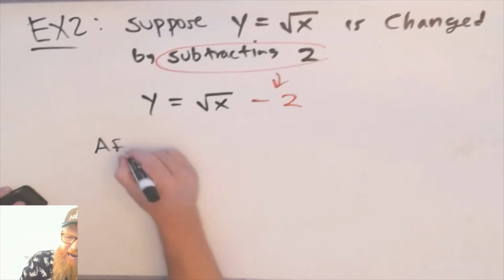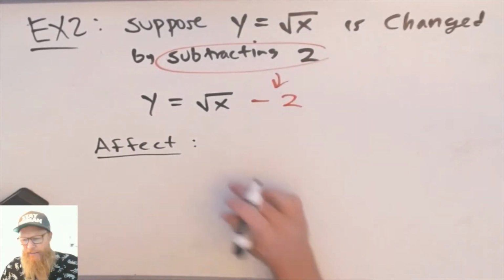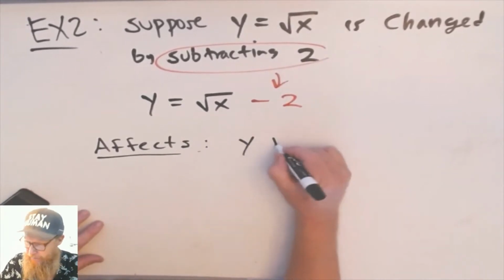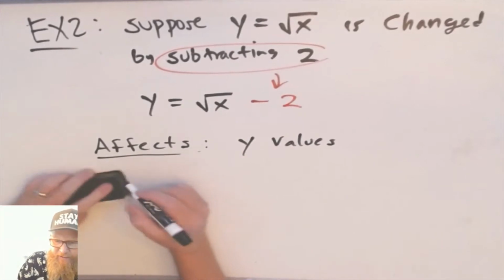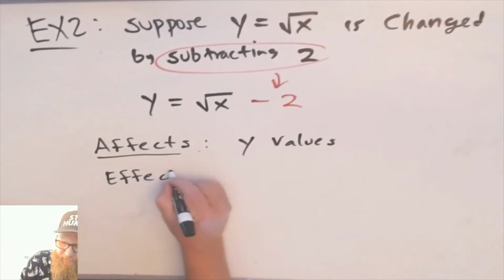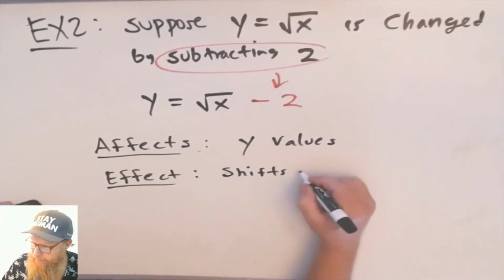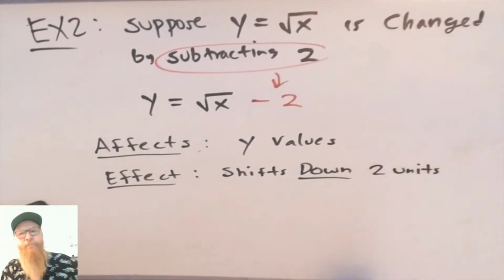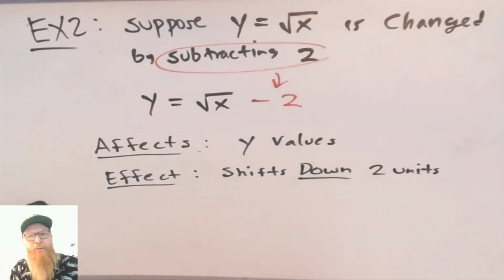What is the effect? What does it affect? It affects the y values. That's the effect. The effect is it shifts or moves the graph down 2 units. So the graph is going to get pulled down 2 units.